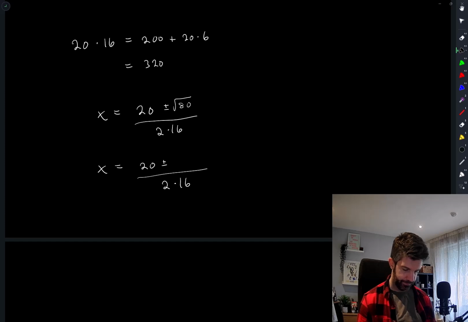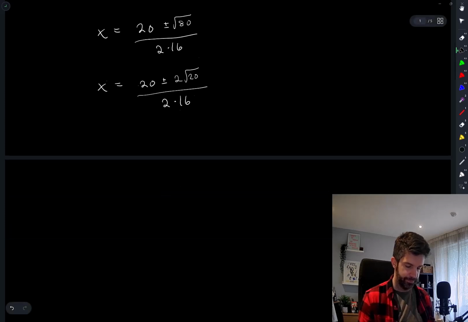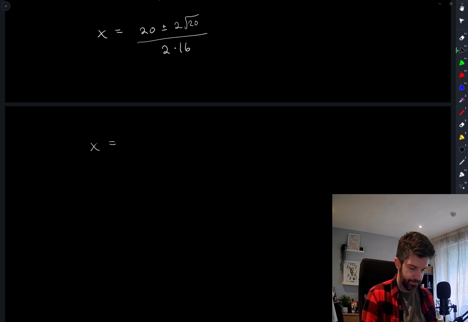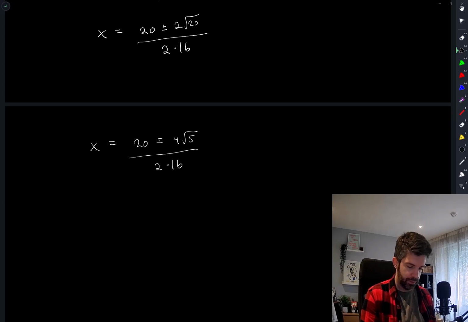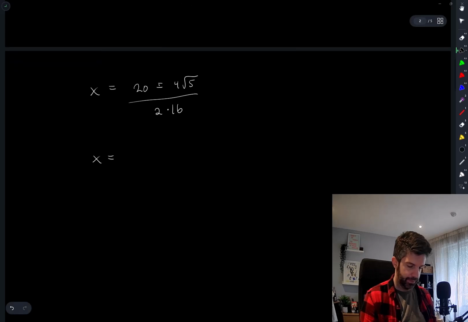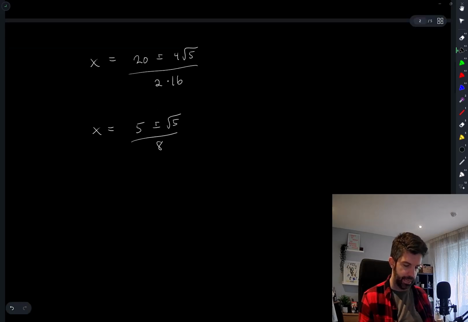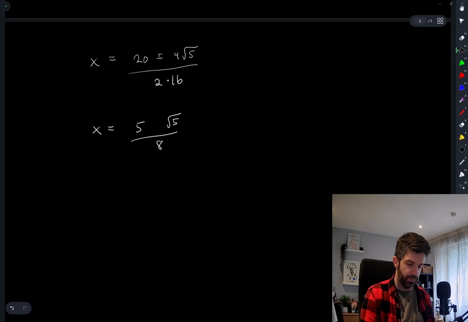And what should that turn into? Let's write this as 4 times 20, so that's 2 times root 20. Another divide by 4 again, so that becomes 4 times root 5 divided by 2 times 16. Let's divide out by 4. 5 plus or minus root 5 divided by 8. Okay, so now a lot of the expressions are starting to look the way they should.